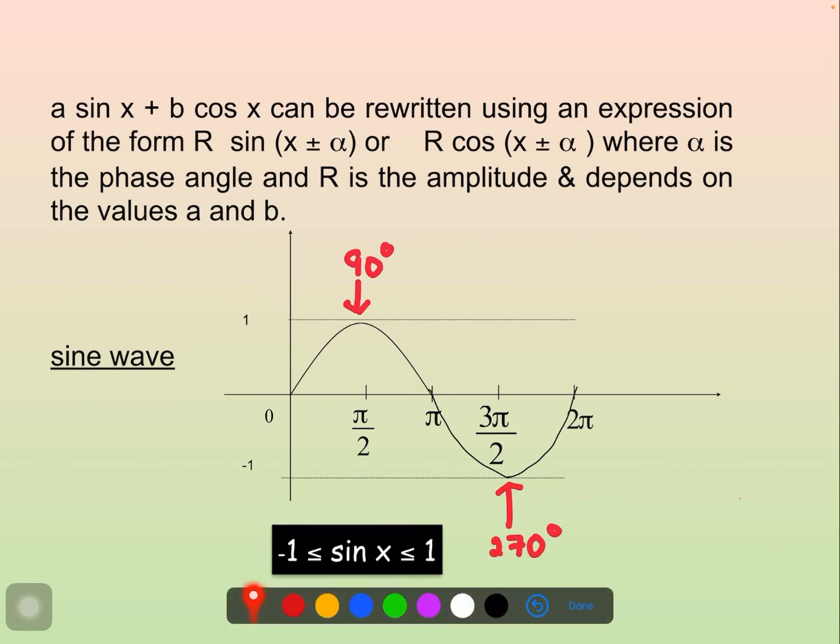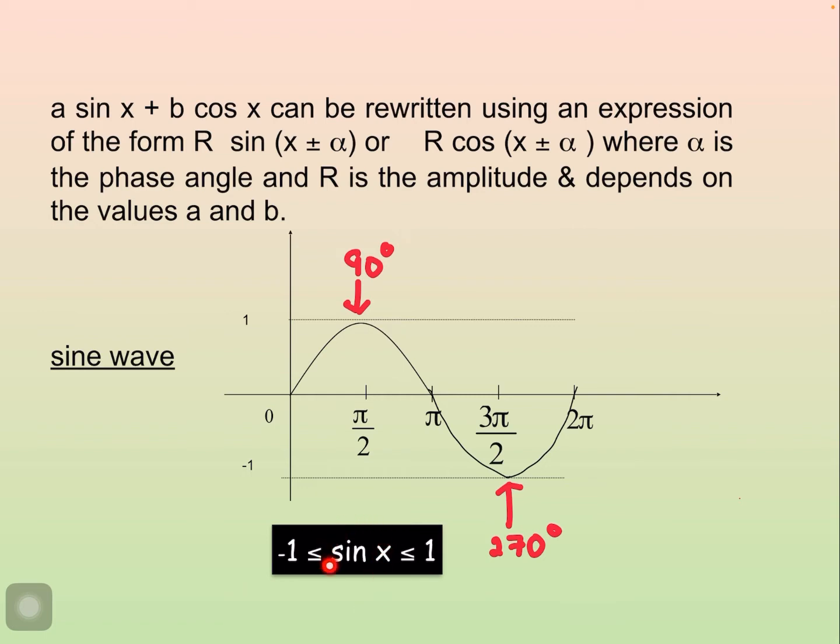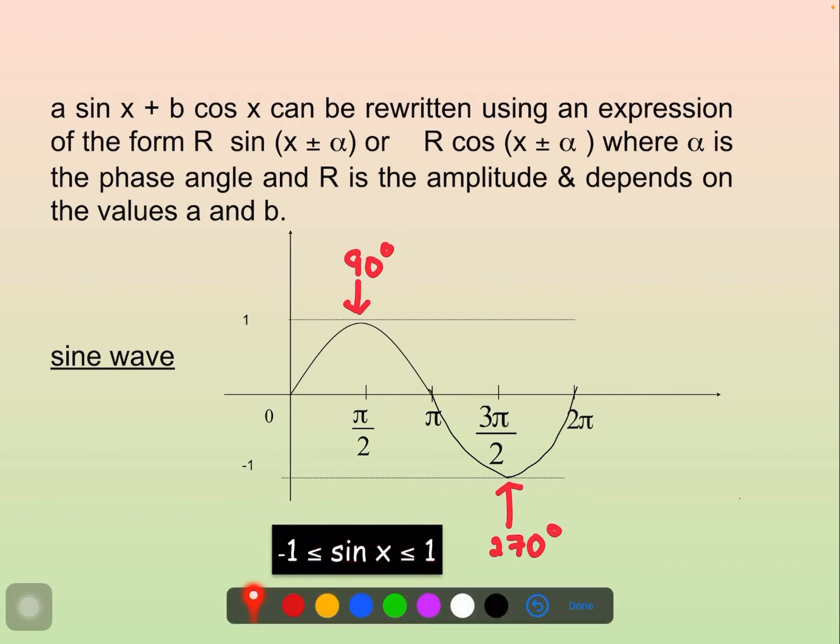What we can observe from this graph is that the maximum value for sine x, y equals sine x, or the sine wave, is 1. You can see that the biggest value it can go is 1, which happens when the angle is 90 degrees or pi over 2. The least value for the sine wave is minus 1. The first one we can have here is 3 pi over 2, where its minimum is minus 1. This happens at 270 degrees.